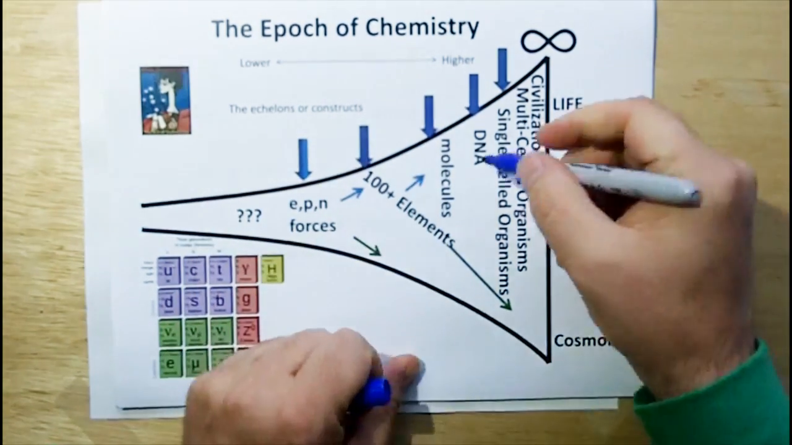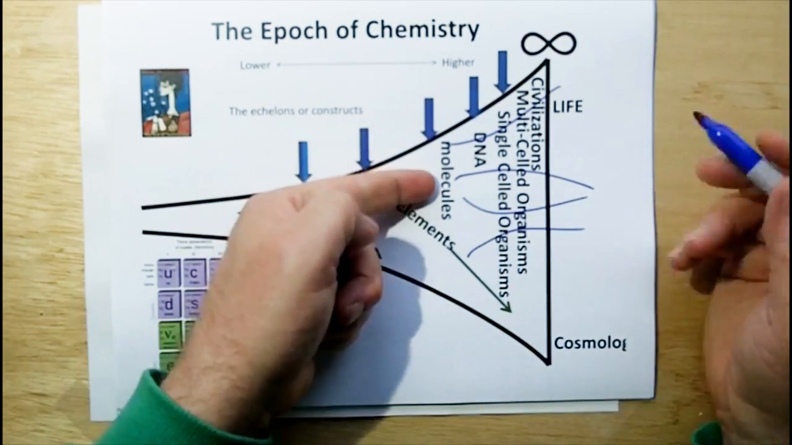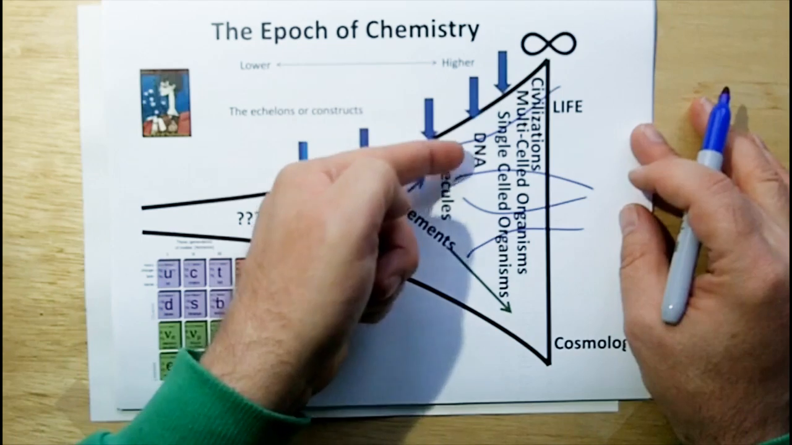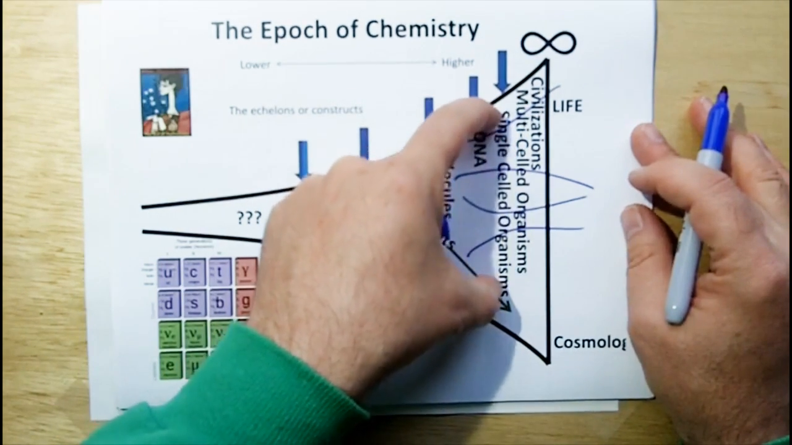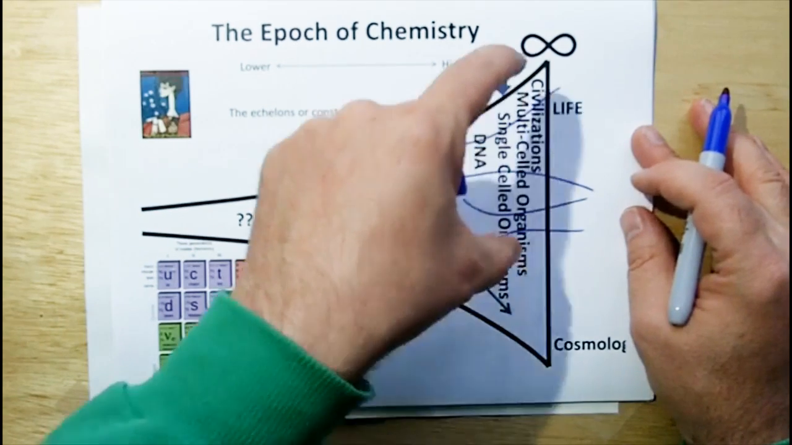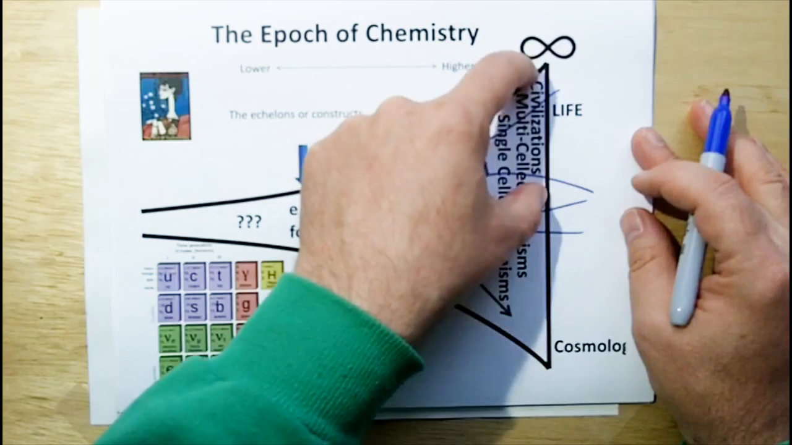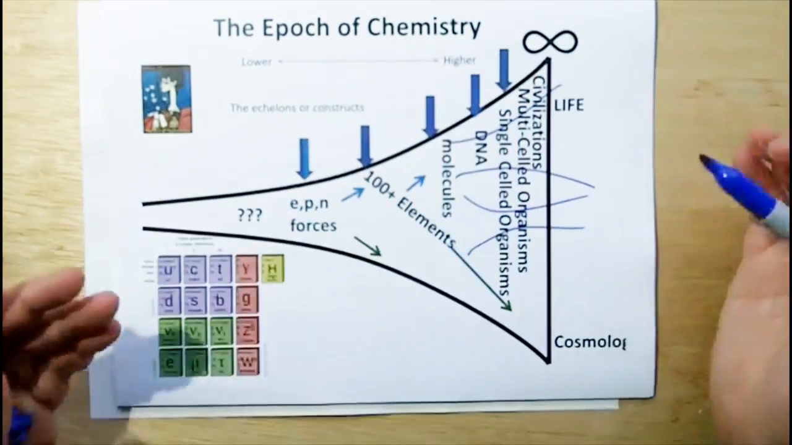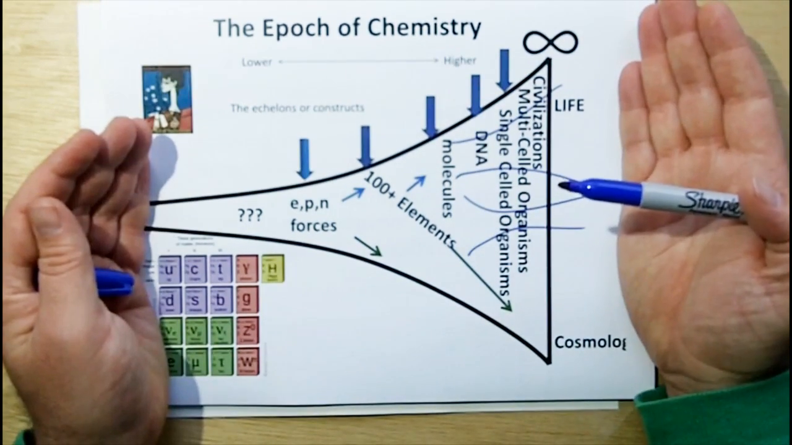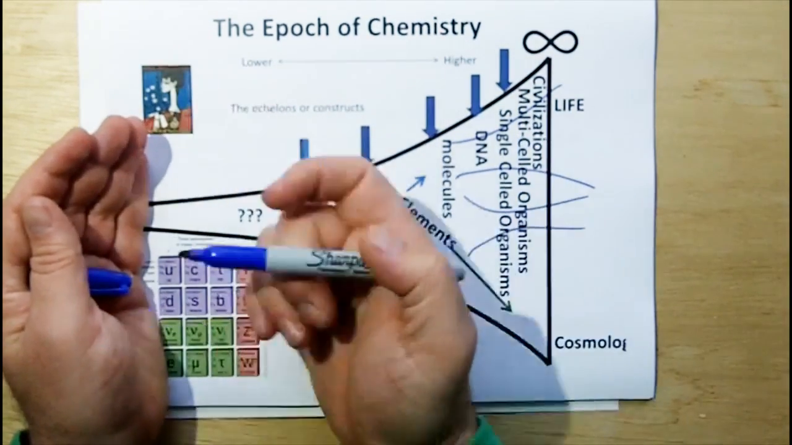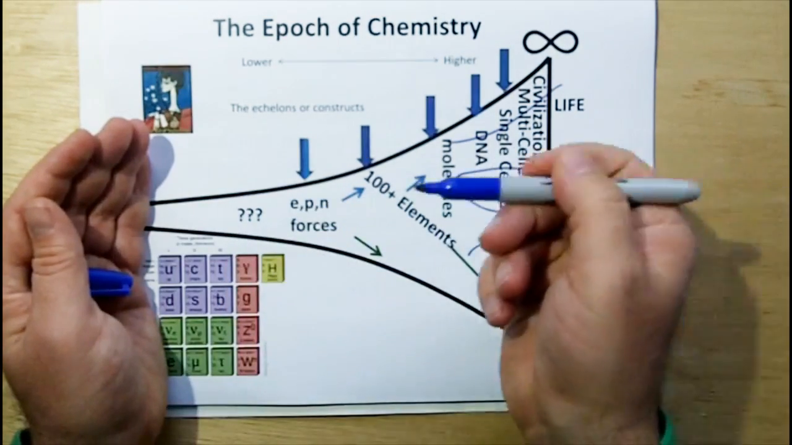Then these kind of break off into other echelons, or epochs, where now these molecules form DNA. DNA is the synthesizing molecule for single-celled organisms. Single-celled organisms come together to form multi-celled organisms, and those multi-celled creatures can come together to form civilizations, and so on. You have higher constructs as you go this way, lower constructs as you go this way. This we call higher knowledge, this we call lower knowledge.